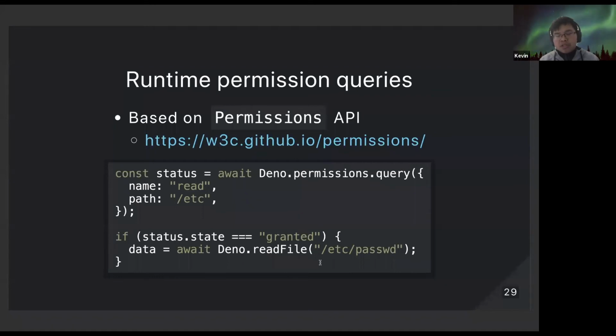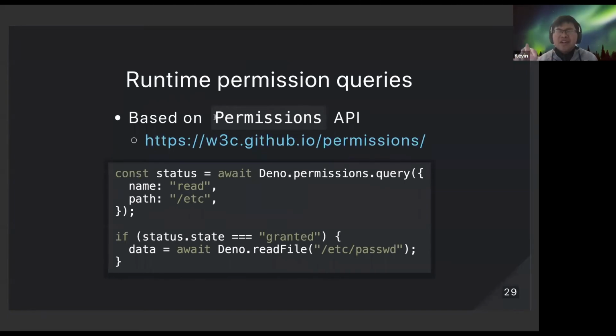For example, you want to write a simple script that accepts user input of some kind of path and prints out the file at that path, then you won't be able to know the exact path beforehand. So you cannot really specify them as part of the permission flags. So in that case, we have something called the permissions API.